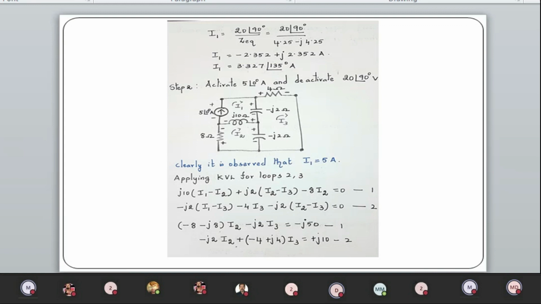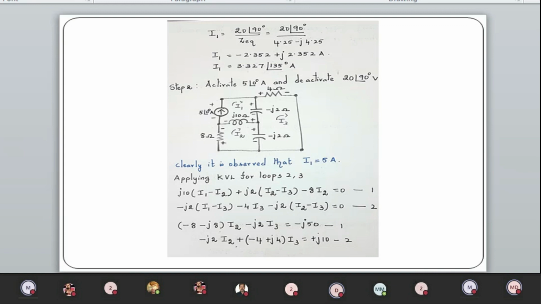And here we are using sign notation for the purpose of considering the direction of current. At loop 2, the tail of the arrow is always negative, the head of the arrow is positive. So minus to plus, plus to minus, plus to minus.